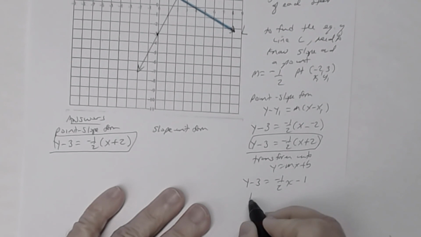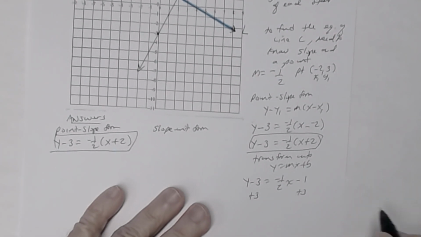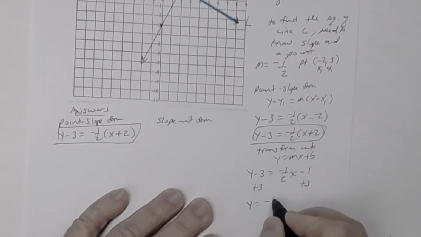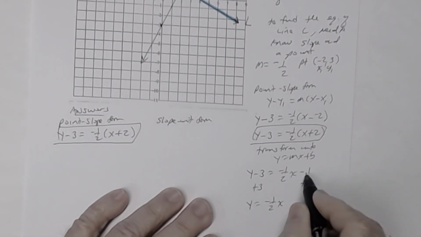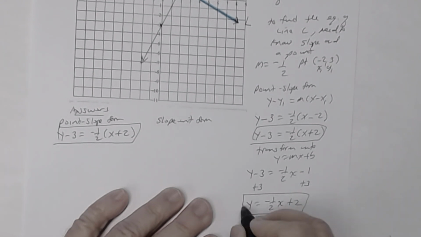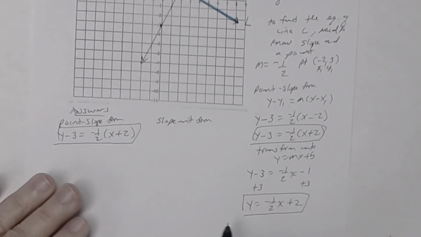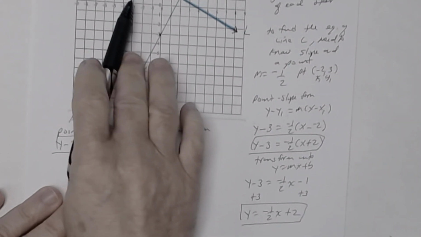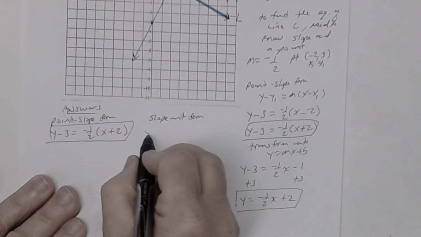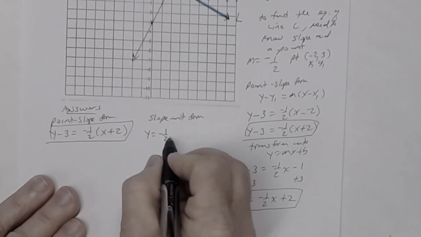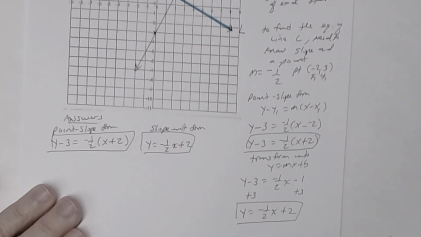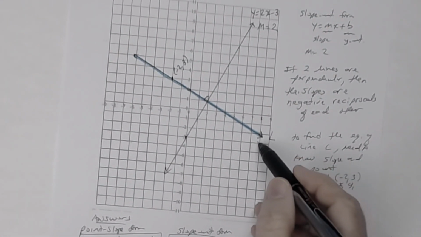To get y by itself, we add 3 to both sides. Notice I'm aligning my like terms. So I get y equals -1/2 x, and -1 plus 3 is a positive 2. And you're done. That is the equation of this line L in slope-intercept form: y equals negative 1/2 x plus 2.